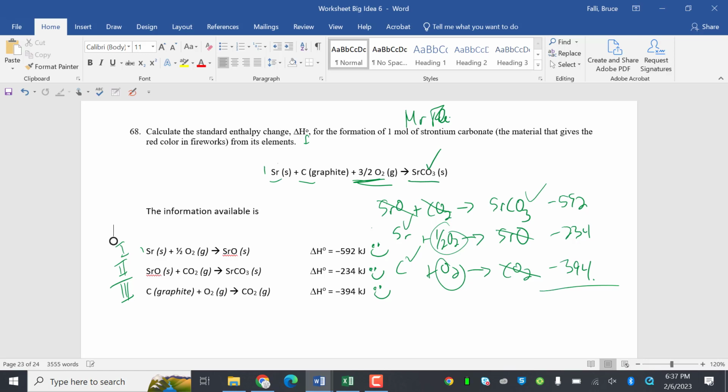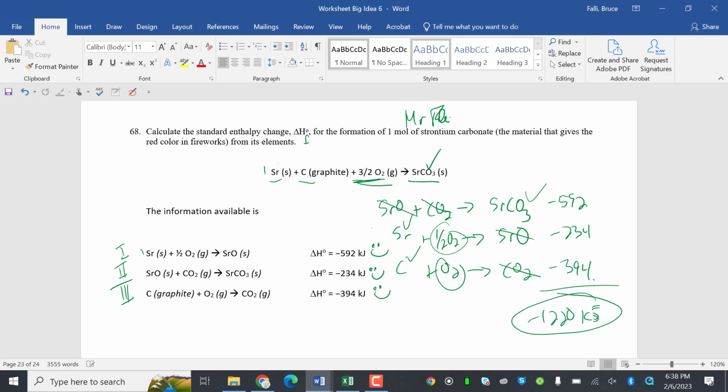So if I do all this and I add it up, -592 plus -234 plus -394 is -1220. And that's going to be kilojoules. Next.